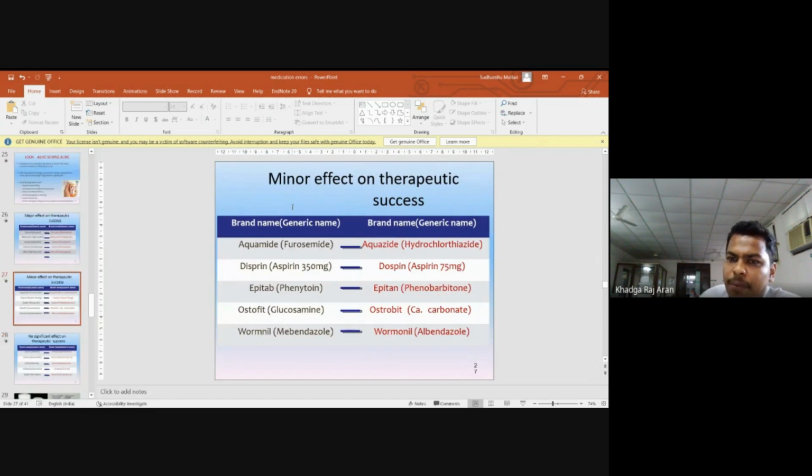So this is the minor effect on therapeutic success, like furosemide and hydrochlorothiazide. The mechanisms of action of these two drugs are different, but the therapeutic use is the same. Both are used as diuretic medicines. Another example is Disprin and Dospin. Disprin consists of aspirin 350 mg and Dospin consists of aspirin 75 mg. Disprin is used as an analgesic, antipyretic, and anti-inflammatory, but Dospin is used as an antiplatelet.